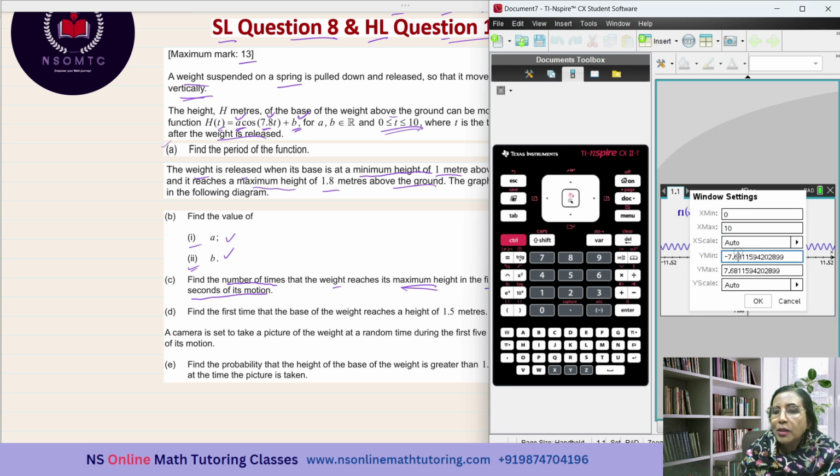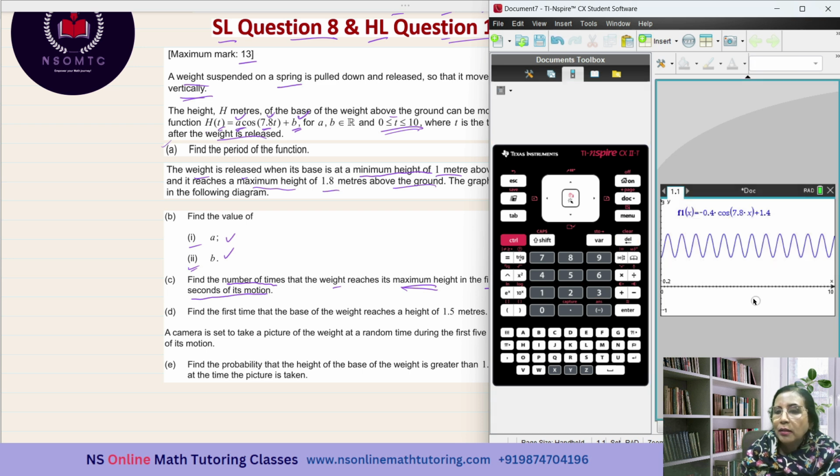And then I come to this point: the maximum height is 1.8, minimum height is 1. So y min I can write as negative 1 just to see the x-axis. I don't know whether I'll be needing the x-axis or not, but I'm keeping y min as negative 1 and y max as 3. Okay, fine. So this is the graph that I am getting.